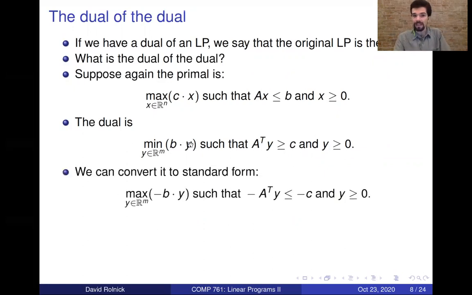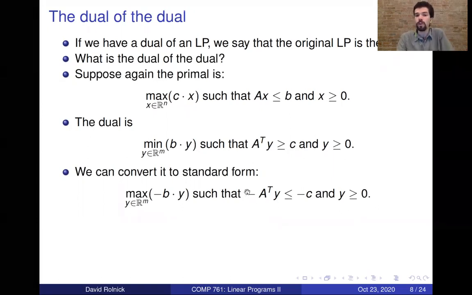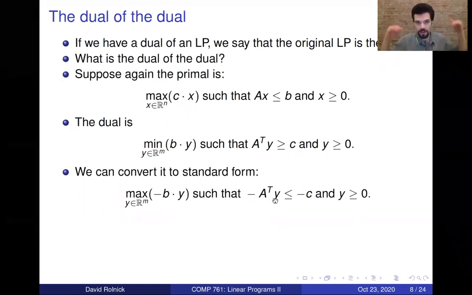We can just negate this, so it's now the max of the negative of this, such that the negative of, we're just taking the negative of both sides. And now this is less than or equal to. OK, great. Now we can compute the dual of this. OK, so what's the dual of this?